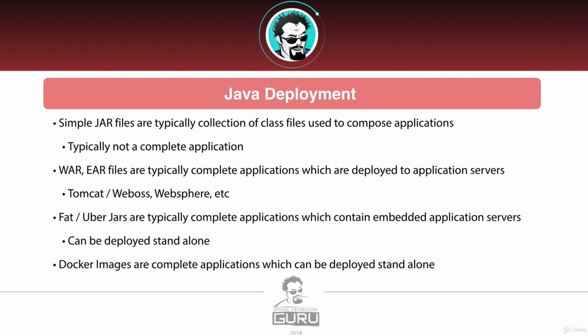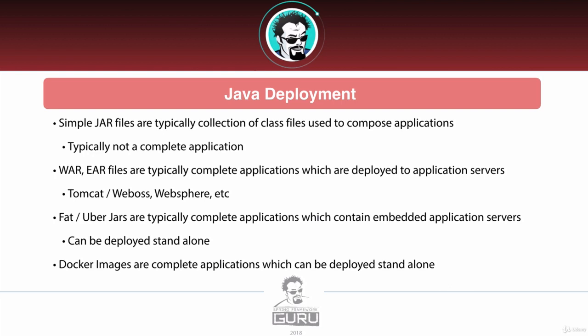What we're seeing over the last several years is fat or uber jars starting to be the direction that the industry is going, where it's a complete application. There is no standalone application server, so these are deployed on their own to a server. So the key point is that it's going to be standalone. Now, often these are being put into Docker images. Again, these are complete applications which can be deployed standalone. And probably where the industry is going right now is primarily either uber jars, fat jars, and Docker images.